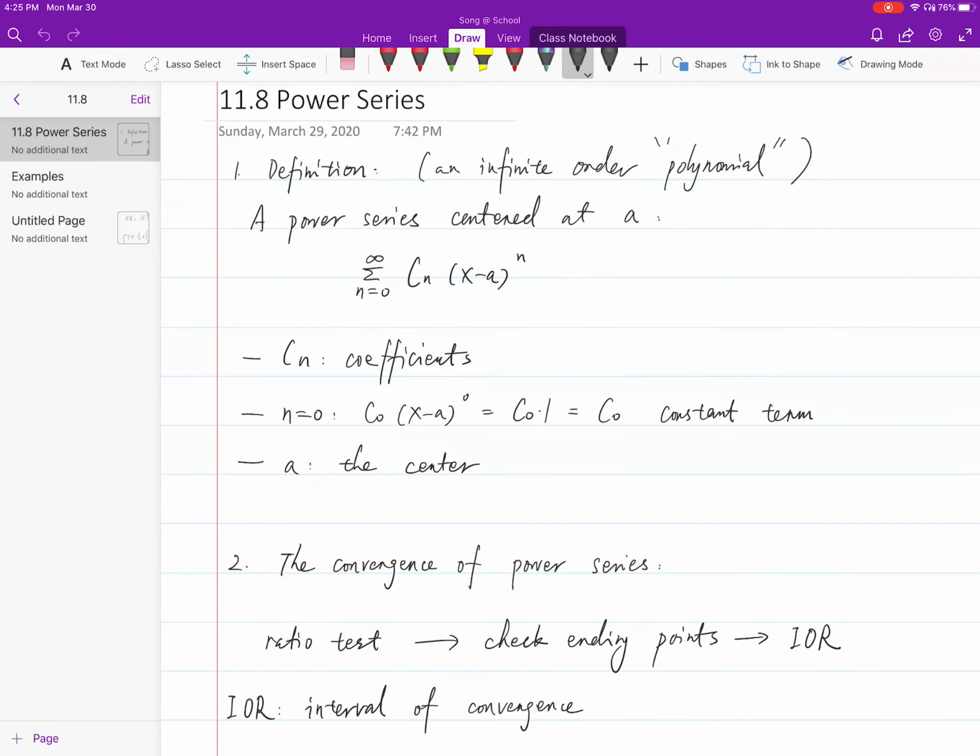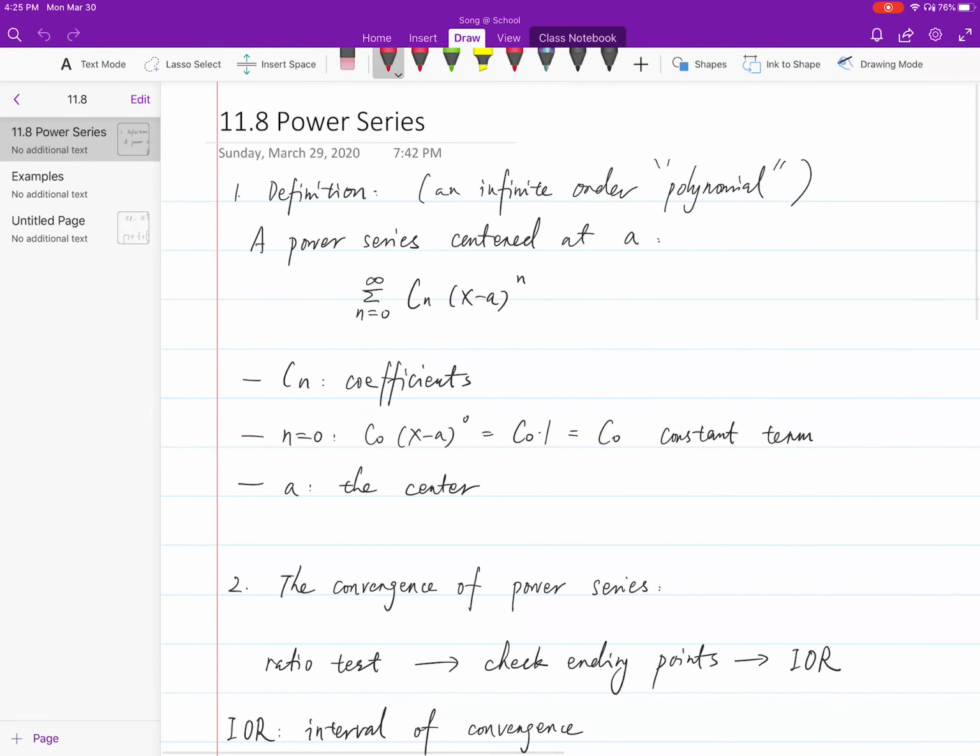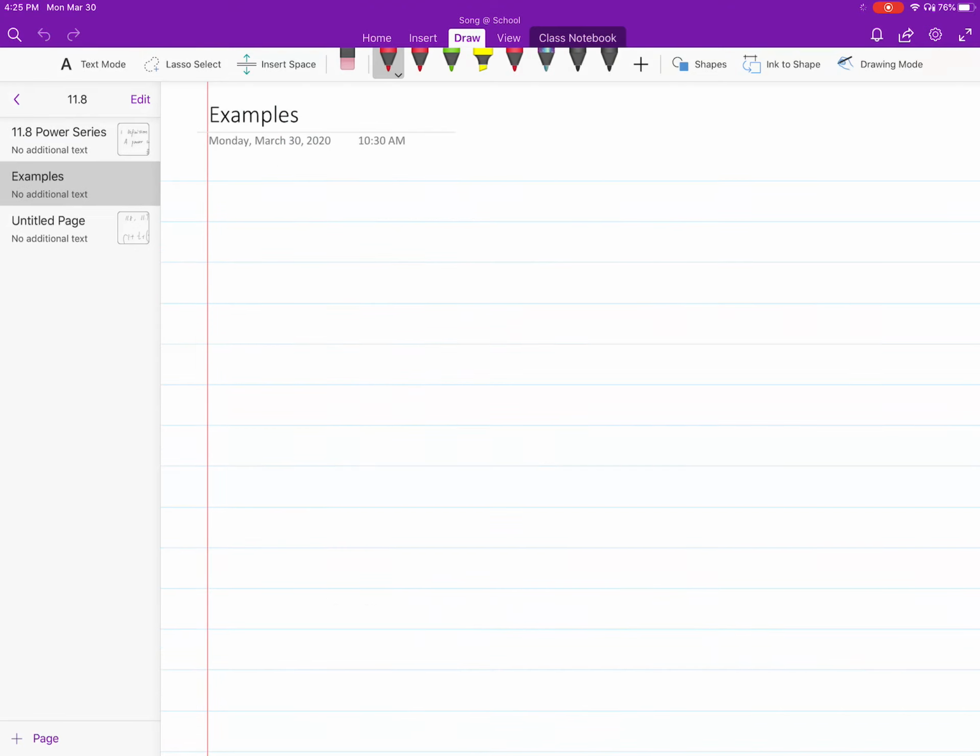Okay, so what's the definition of a power series? I want you to think about a power series centered at a. The formula is given by this. Okay, each c_n is called a coefficient. a is called the center, and we start from n equals 0 to include the constant term. So let me try to write down what I mean by that.